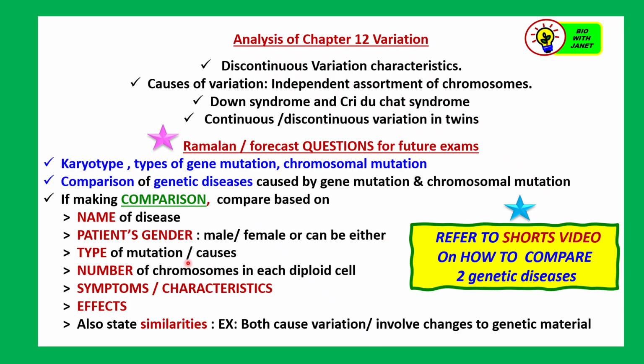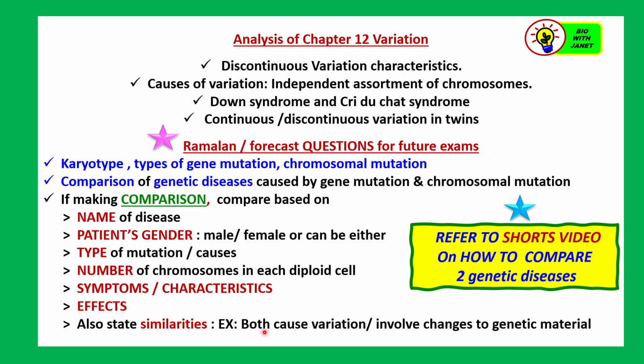So what is the type of mutation involved? Is it gene mutation? Is it chromosome mutation such as deletion or non-disjunction and all that? What's the type and the cause of the mutation? Then the number of chromosomes in each diploid cell for the particular patient that suffers from the genetic disease. The symptoms and characteristics can be compared, okay, between different diseases like hemophilia compared with Down syndrome, right? Now, effects also, you can compare the effects of the 2 different genetic diseases. And remember to state the similarities too.